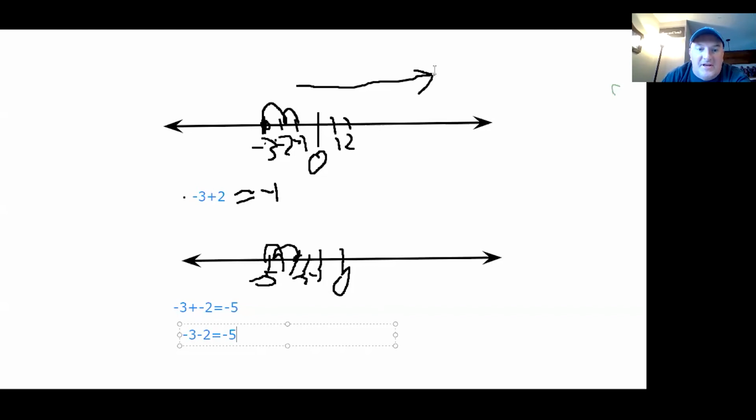All right, let's clear this. Okay, let's go to another one. I'm not going to do a number line now, so you don't have to worry about my terrible artistic ability. Let's go to 15 plus -25.